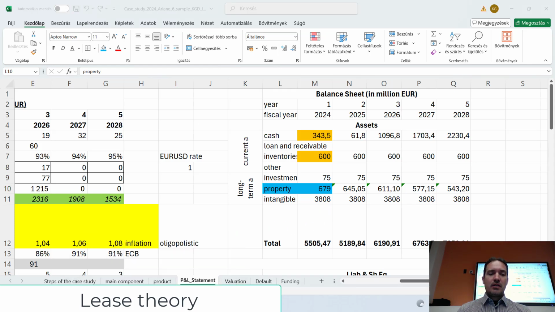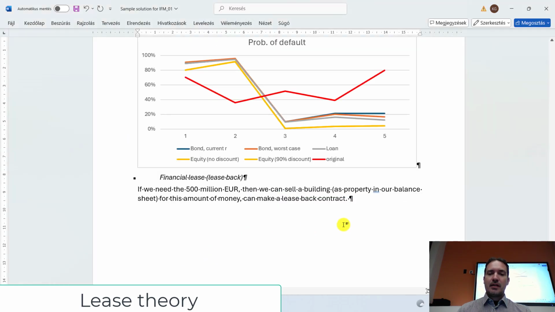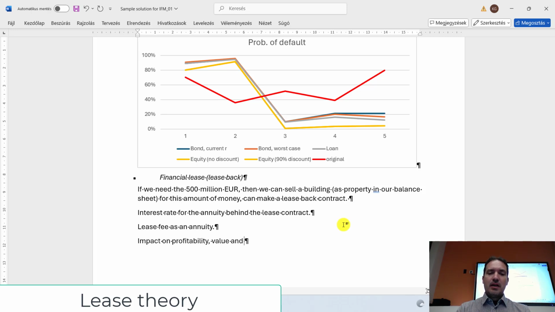Okay, so what are the desired ingredients for this thing? So we have the asset price already, which is cool. But obviously we have to start with the interest rates. The interest rate for the annuity behind the lease contract. This is what we have to determine at first, and then we can calculate the lease fee. And then the next thing will be the impact on value and profitability, value and probability of default.